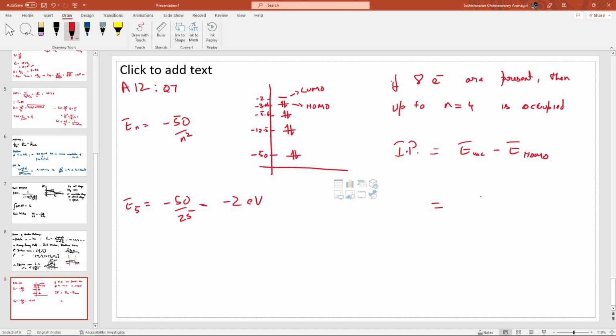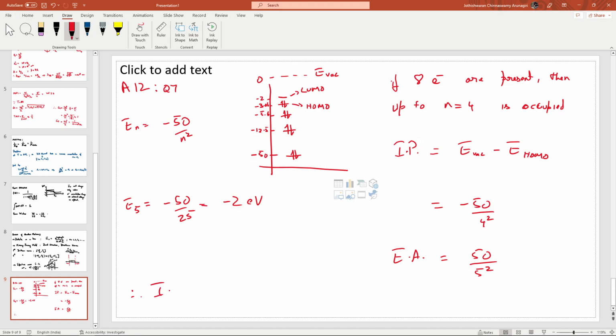So in this case, this will come out to be minus E HOMO, which is minus 50 by 4 squared. Whatever that value is, I'm not calculating it. Now the electron affinity is the energy required to introduce one new electron. So that will be E vacuum, which is 0 over here, minus E5, the LUMO energy. So the electron affinity EA will be equal to 50 divided by 5 squared.